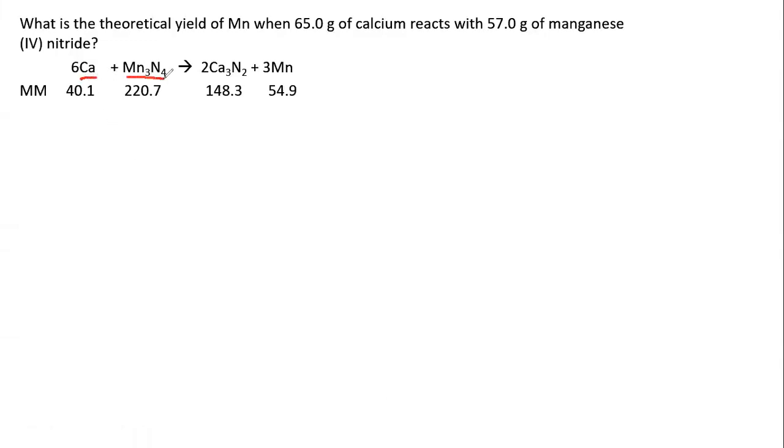and manganese 4 nitride and convert it into moles of manganese to see which one produces the fewer moles of manganese. So we're going to need two equalities or 2 mole ratios. We know that 6 moles of calcium equal 3 moles of manganese, and we know 1 mole manganese 4 nitride equals 3 moles of manganese. So these are the two equalities or mole ratios we want to use.